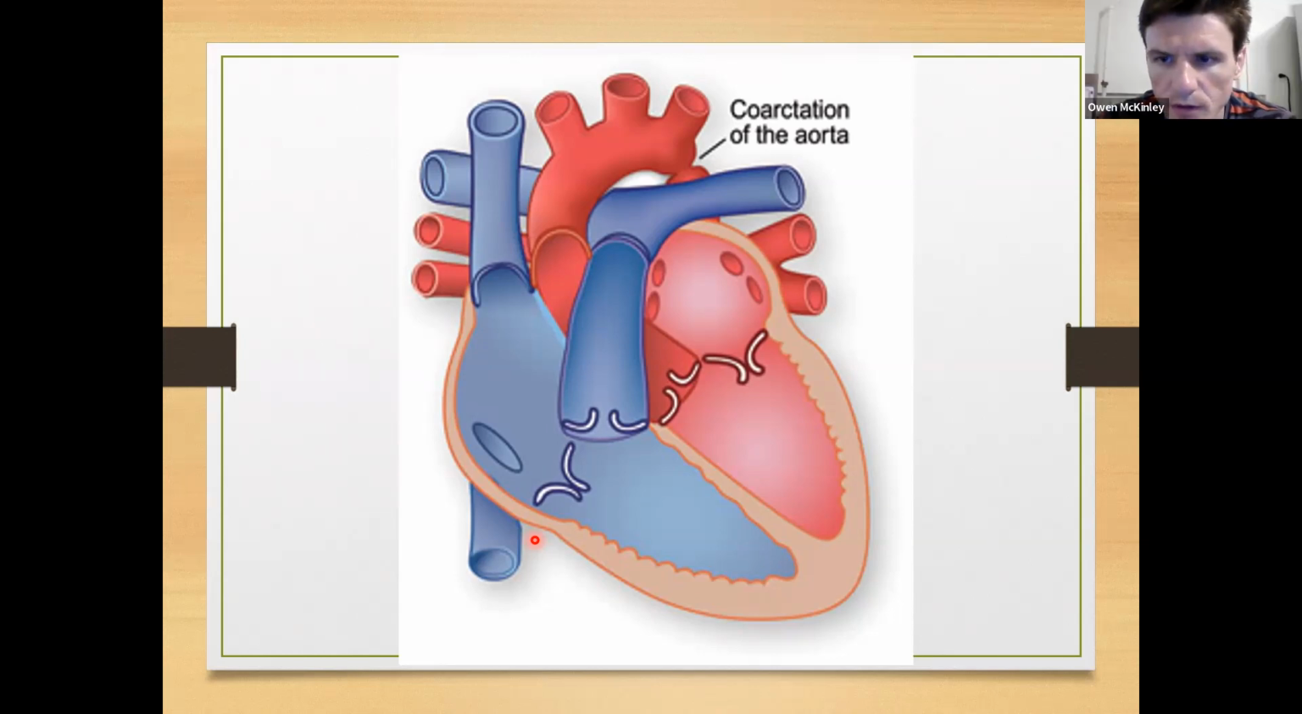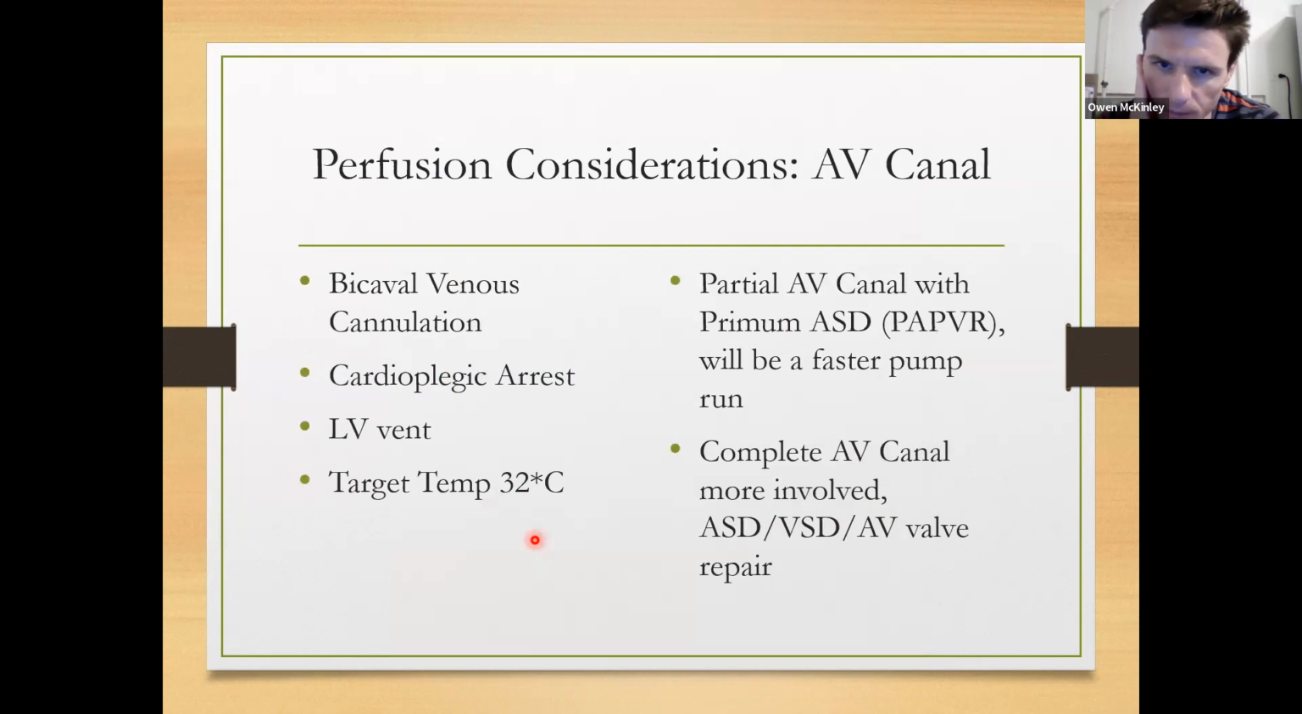Hey, Dave. Yes. I'm sorry. I was just wondering, I had a quick question about the previous slide before you start the next slide. Right there on the right, it says partial AV canal with primum ASD and then PAPVR in parentheses. Yeah, that's a typo. I apologize for putting that in there. Okay. Thanks for noticing that. But yeah, X that out, because we know that the PAPVR is with the sinus venosus ASD. Good catch.